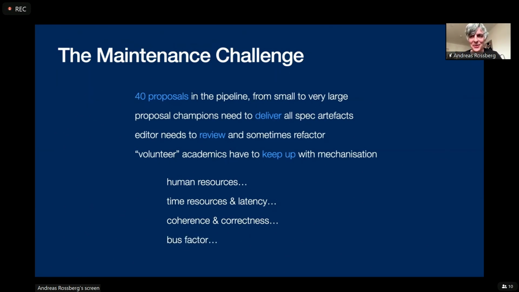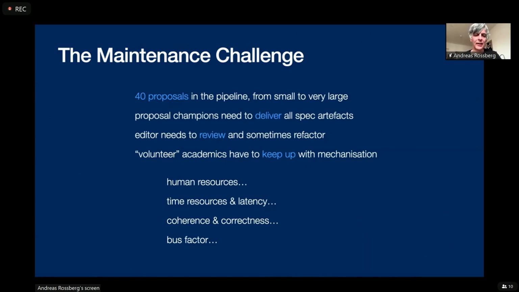Not sure everybody in the room knows what that is, but in industry, it's a cynical way to say how much essential personnel there is: the number of people that can get run over by a bus without killing the project.